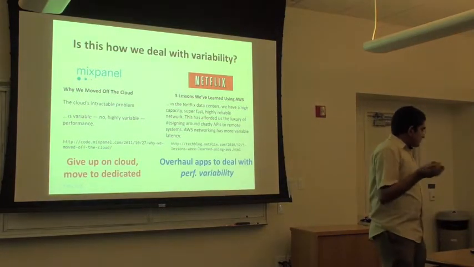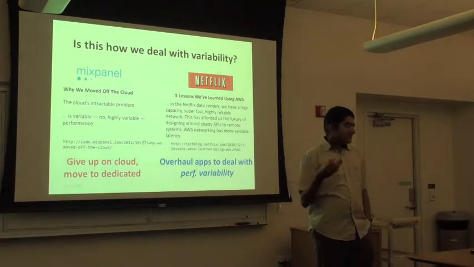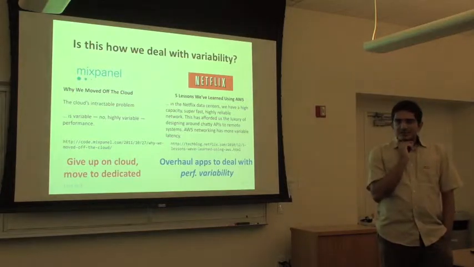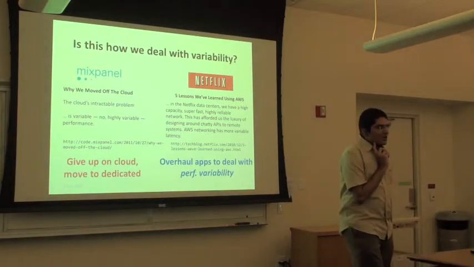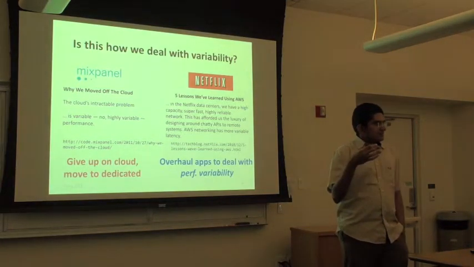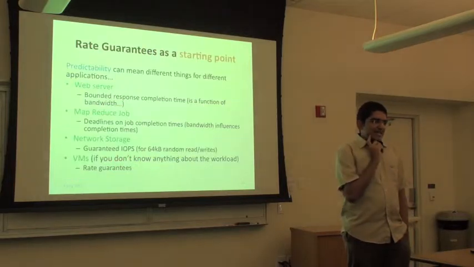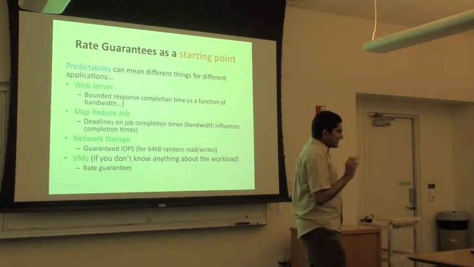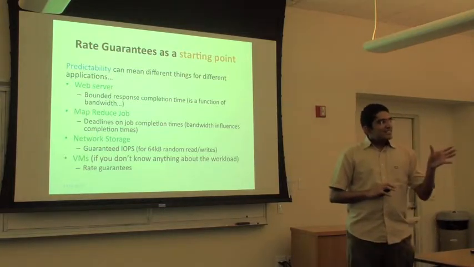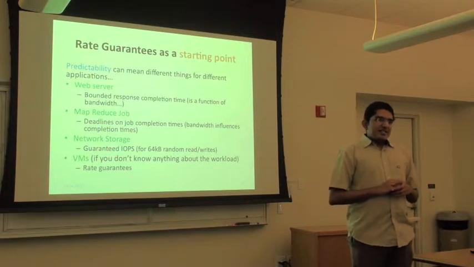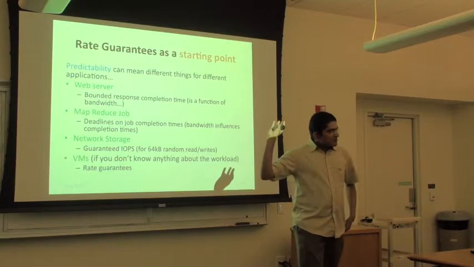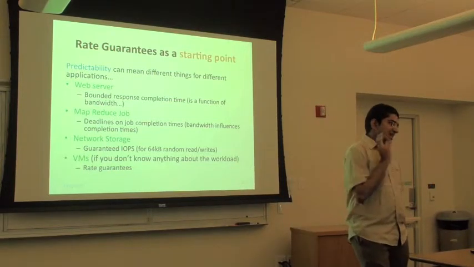So these are the two major approaches that people have taken to deal with this performance and availability. But I'm going to say that there's perhaps a slightly simpler approach. One way you can deal away with this performance interference is if you start offering each virtual machine or each service some kind of rate guarantee. I'm going to posit that rate guarantee is a good thing because it achieves some kind of isolation. The rate guarantee that you give to a customer is not going to be dictated by the performance interference of any other customers. So predictability can actually mean different things for different applications.